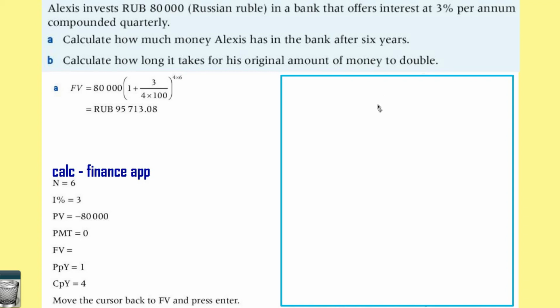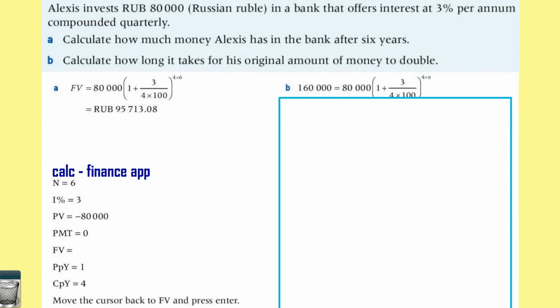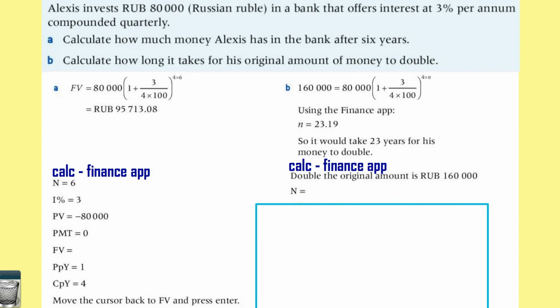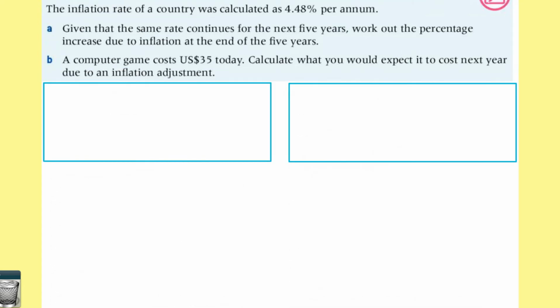Okay, next one over here, we want the original amount to double, so it's going to equal 160,000. So you can use the numeric solver. I can show you how to do this with logs in the next lesson, or use the finance app. Okay, that's probably what I would use, honestly. But then I would put the cursor over N and solve for N. Okay, so hopefully me talking about what goes here makes a little bit more sense. So N is the number of years, compounds per year is down here. Okay, that's interest. So let's talk about our inflation rate.